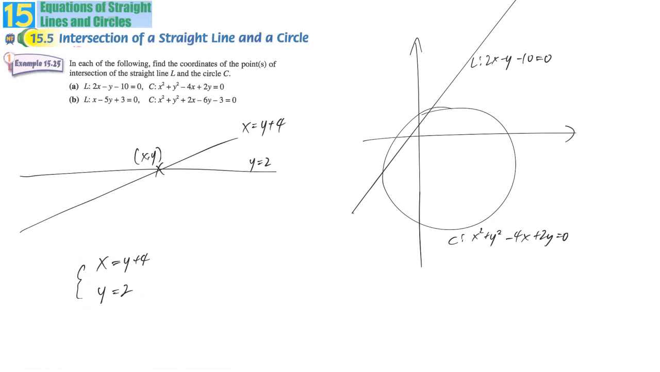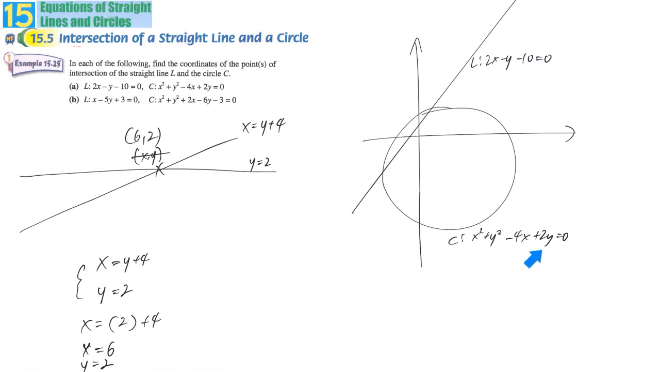So maybe it is x is equal to y replaced by 2. We know x is equal to 6 here, and y equal to 2. So this point is (6, 2). That's how we get the point of intersection.